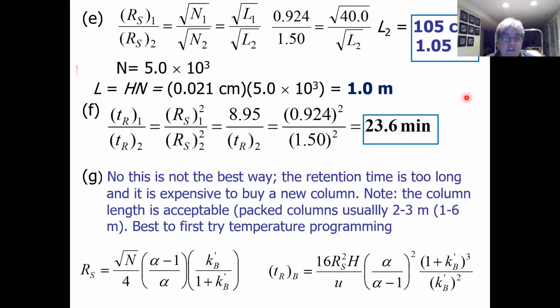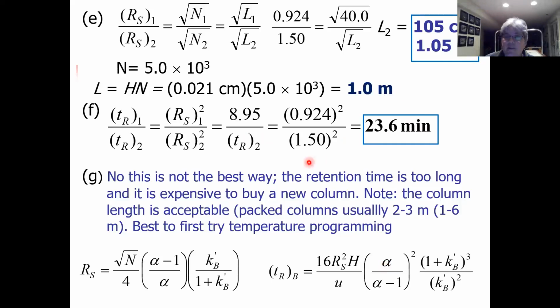Okay, and then finally G asked, is this the best way to improve the resolution? And the answer is no. Notice this retention time is getting much longer. We had 9 minutes, now we have almost 24. So the retention time is getting long. And if you get a longer column, you have to buy a new column, which costs money.